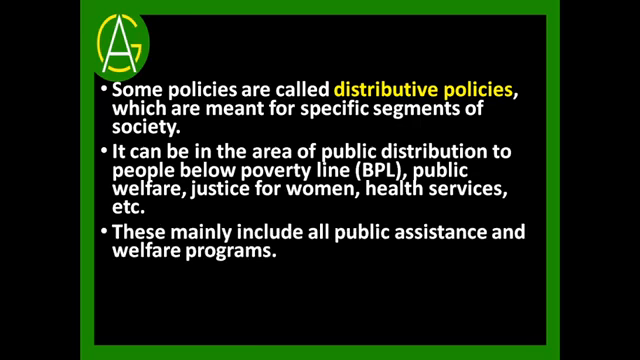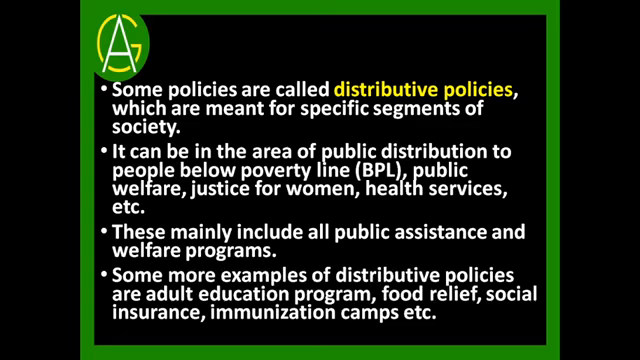These mainly include all public assistance and welfare programs. In distributive policies, government always starts certain kind of public assistance schemes or welfare programs. Some more examples of distributive policies are the adult education program. You know it very well. The people up to the age of 35 years are educated by the government free of charge. This is the adult education program.